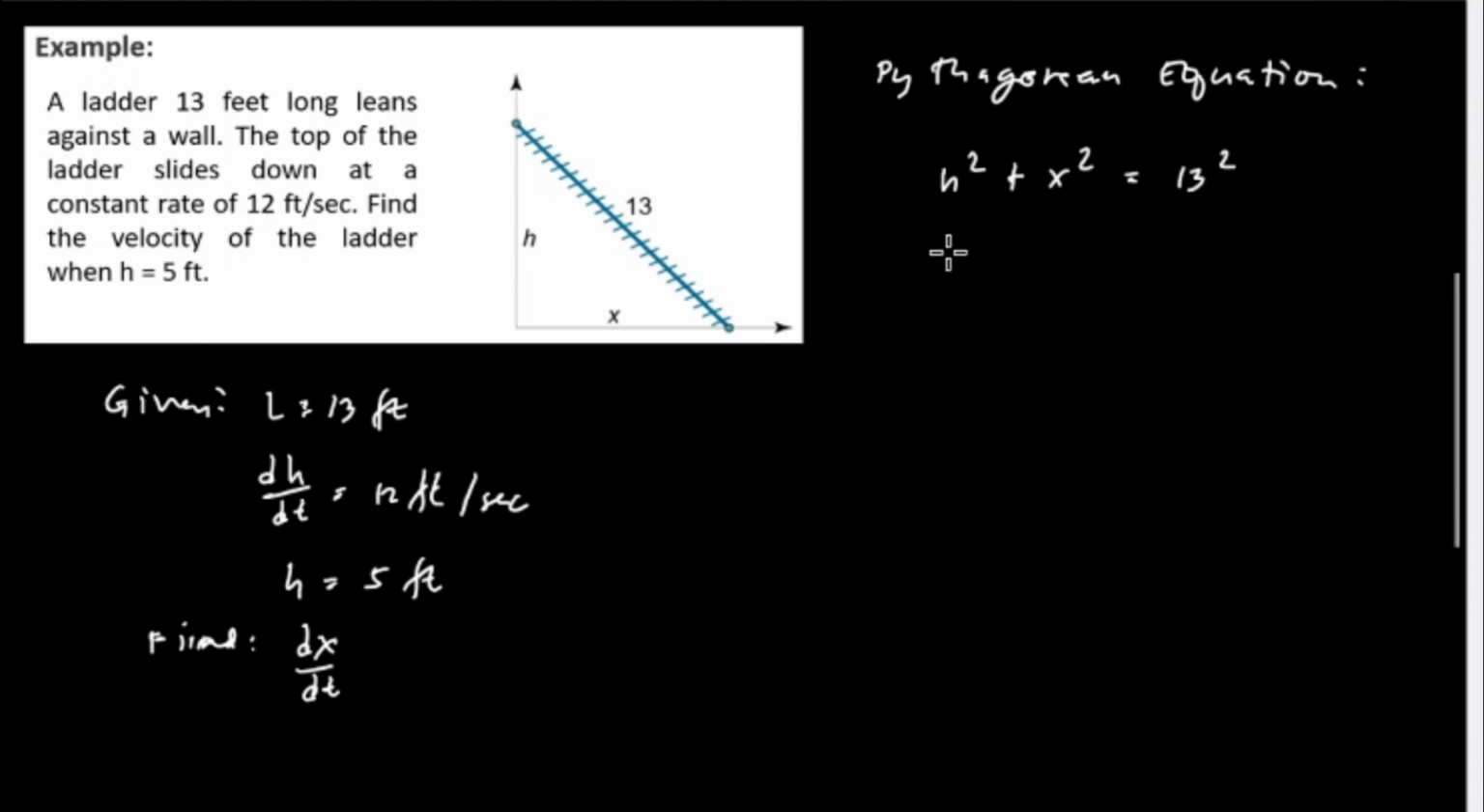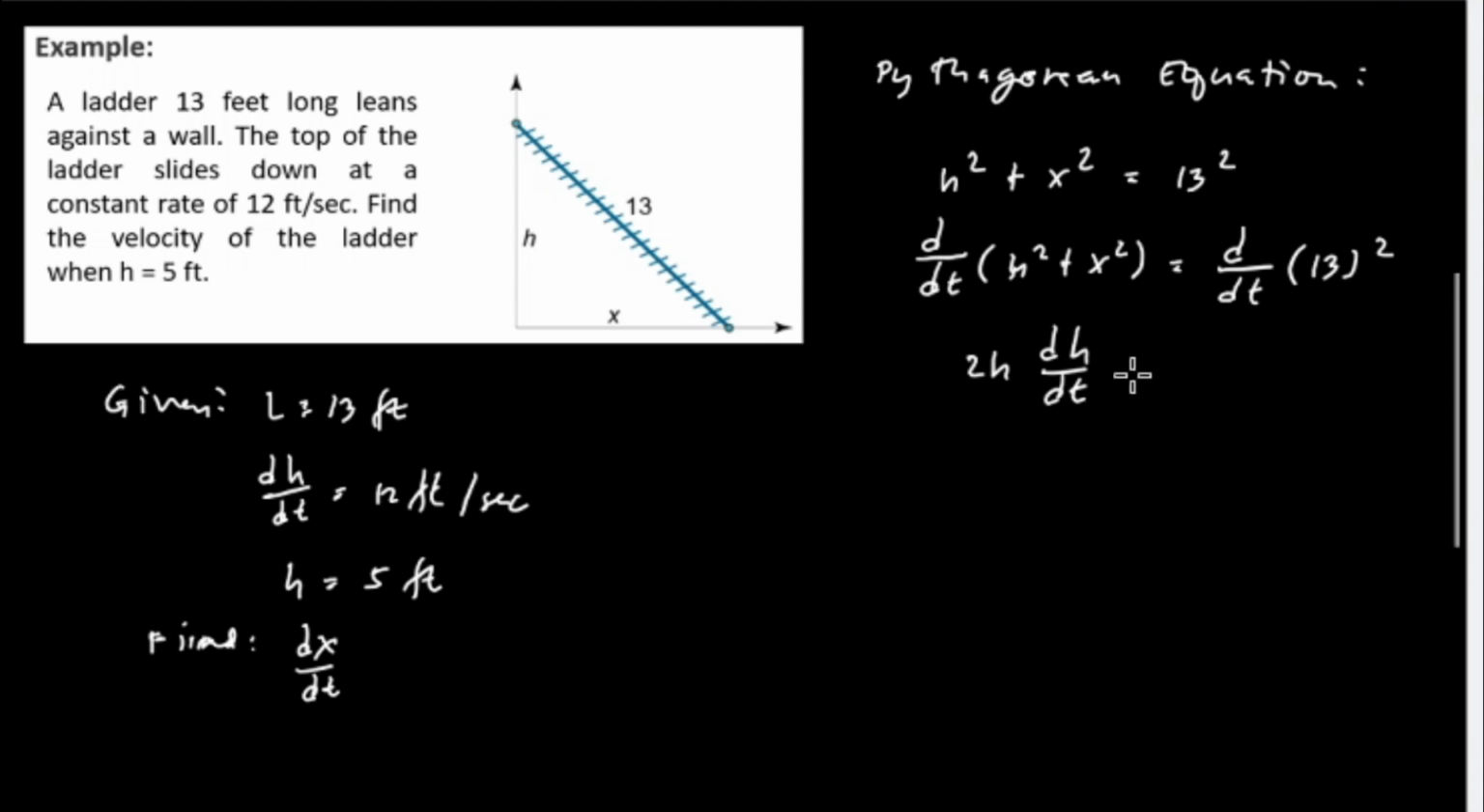And then we differentiate based on time. So we have d over dt of h squared plus x squared, equal to d over dt of 13 squared. And then we differentiate. So we have h squared, and it is 2h dh over dt based on time, plus the differential of x squared, it is 2x dx over dt, and the derivative of 13 squared is equal to 0.